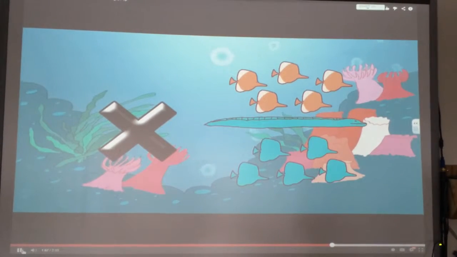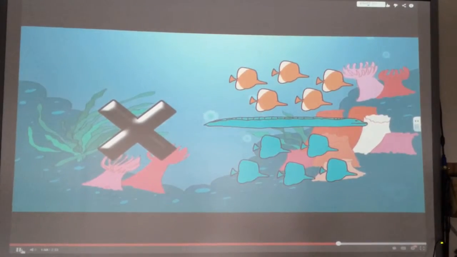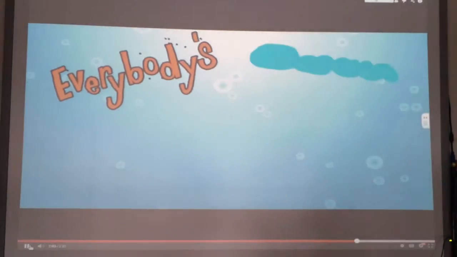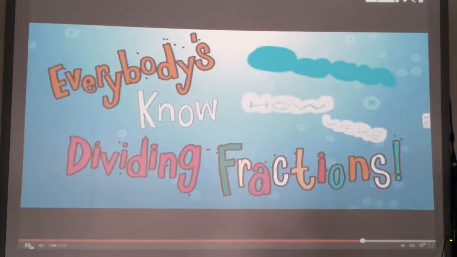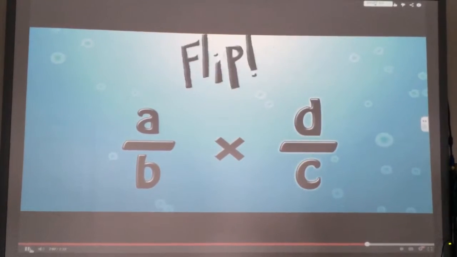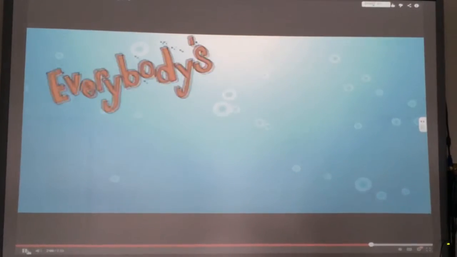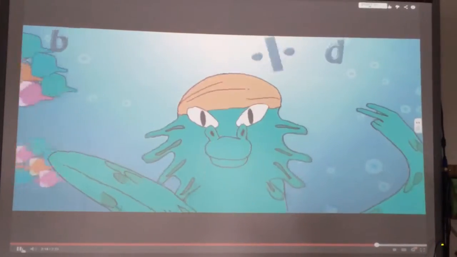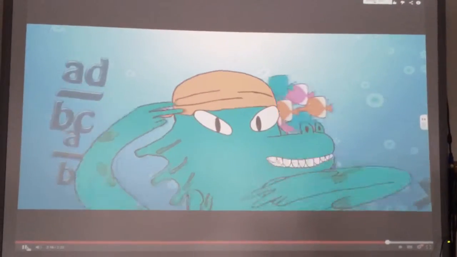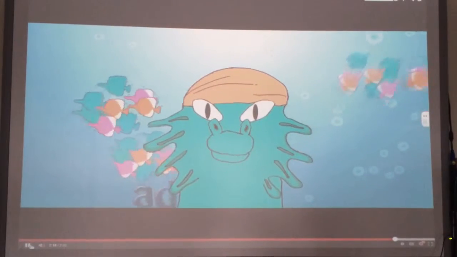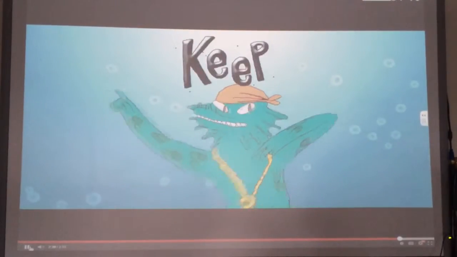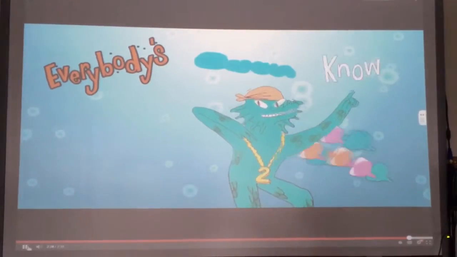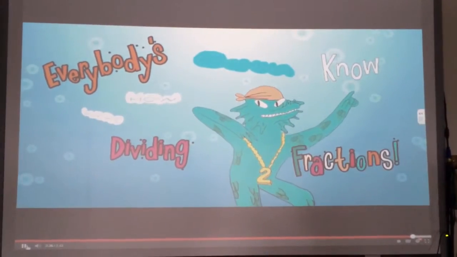Keep, change, flip, yeah, that's the simple rule. Keep, change, flip, yeah, that's the action. Everybody's gonna know how we're dividing fractions. Keep, change, flip, yeah, that's the action. Everybody's gonna know how we're dividing fractions. Keep, change, flip, yeah, that's the action. Everybody's gonna know how we're dividing fractions. Keep, change, flip, yeah, that's the action. Everybody's gonna know how we're dividing fractions.